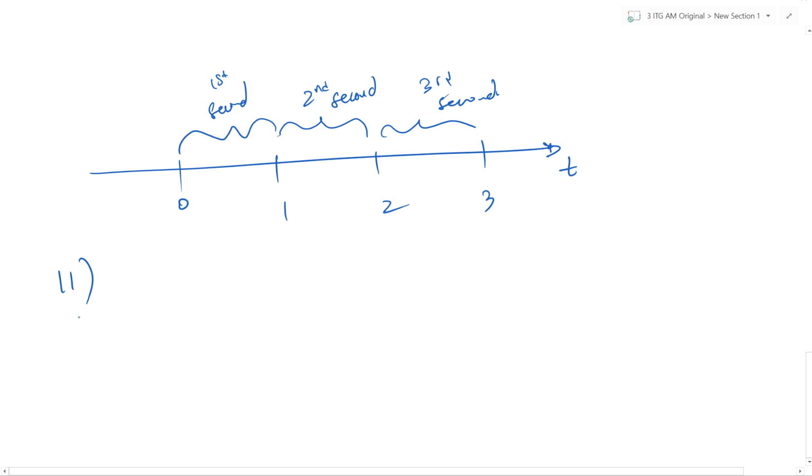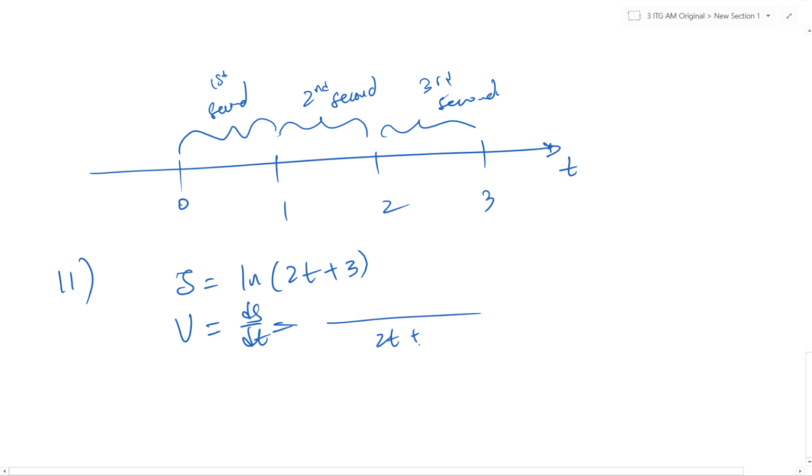Do you all need help? Part 3. Okay? Now we have s equals ln(2t + 3). And again, it is moving in a straight line. Initial position, just sub t equals 0. But to find velocity, we will require that. Velocity is ds over dt. So 1 over 2t plus 3 and 2 on top. This is our velocity.